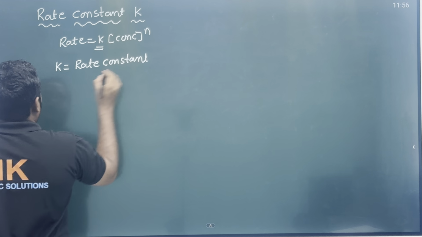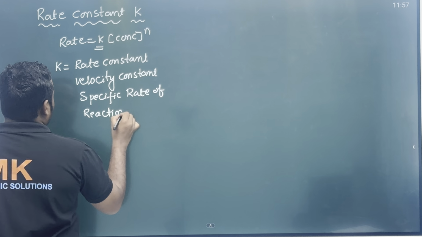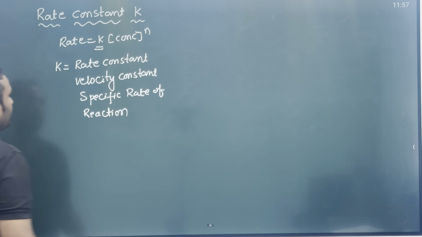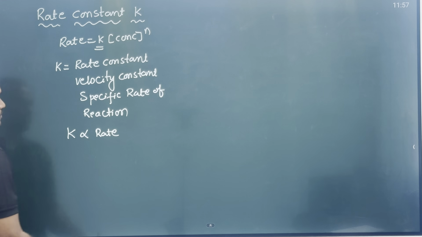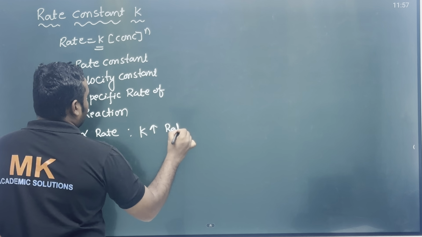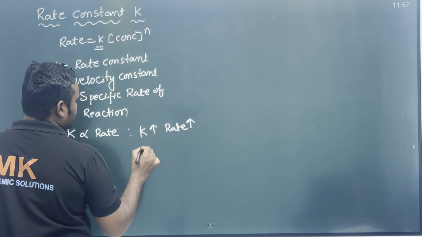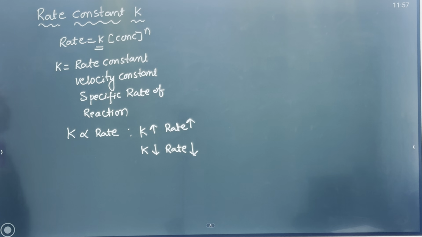Specific rate of reaction. So here k is directly proportional to rate of reaction. K is directly proportional to rate, which means here if k increases, rate of reaction also increases. If k decreases, rate of reaction also decreases.